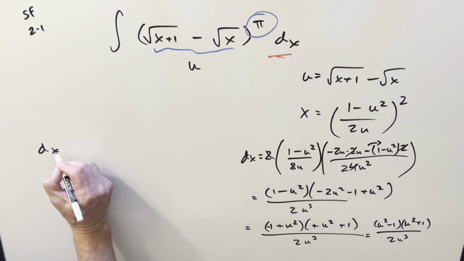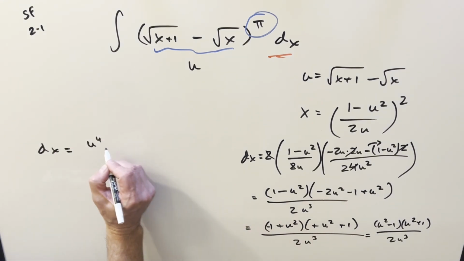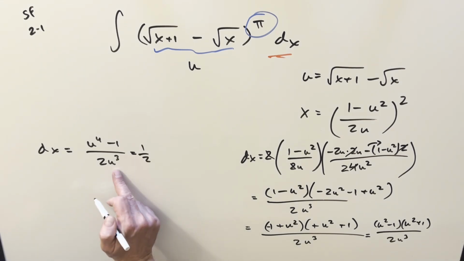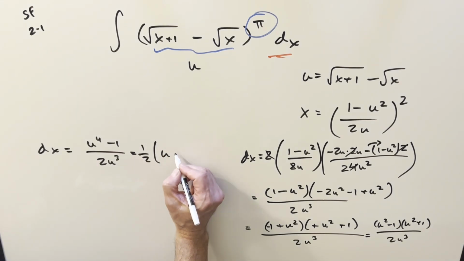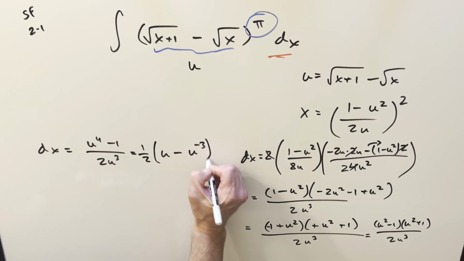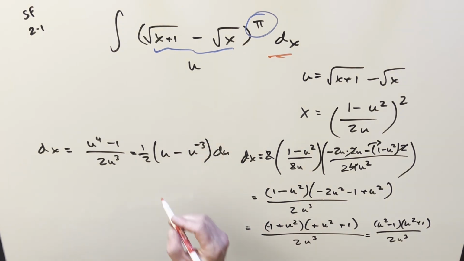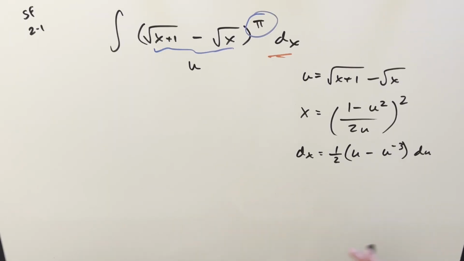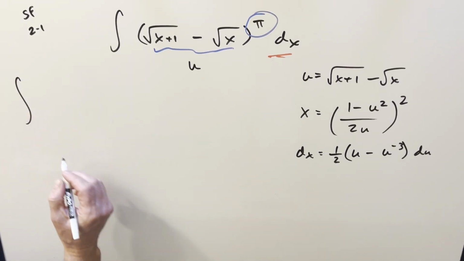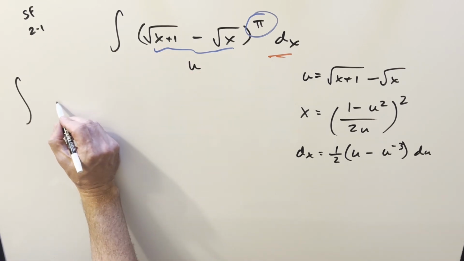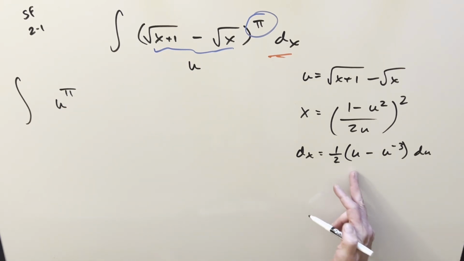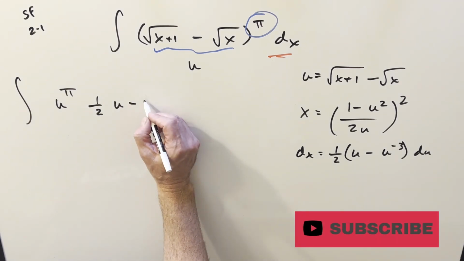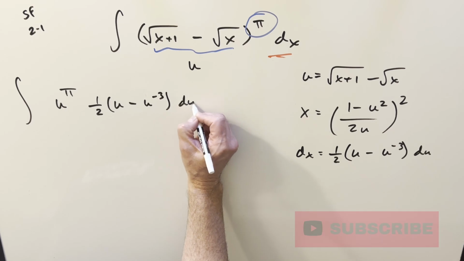Then let me just continue over here. Multiplying this out, this is going to be u to the 4 minus 1 over 2u cubed. Then for this, let's take a half out and divide in the u cubed. This is going to become u minus, I'll write this as u to the minus 3 du. So now we can use this as our value for dx right here. After all that, we can finally do our substitution. All this stuff here is just going to become u to the pi. Then for our dx value, we'll just copy all this stuff in, one half times u minus u to the minus 3 du.